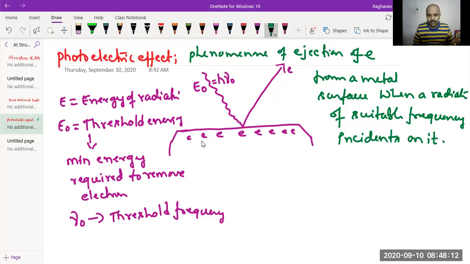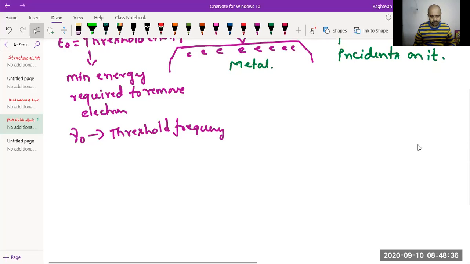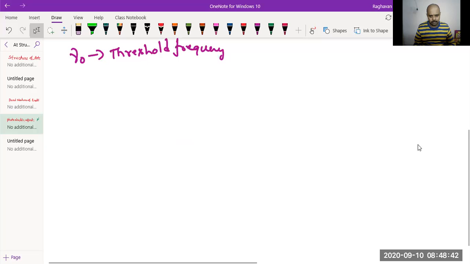These electrons which are removed are called photoelectrons. This is the metal surface. Now I can give a mathematical expression like this. Let us say some radiation of energy E is incident on the metal surface, and that energy is greater than threshold energy.